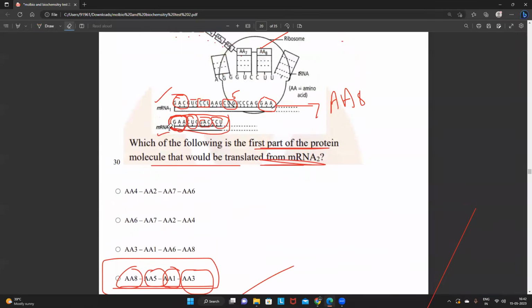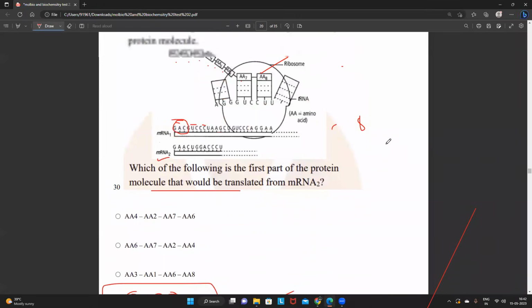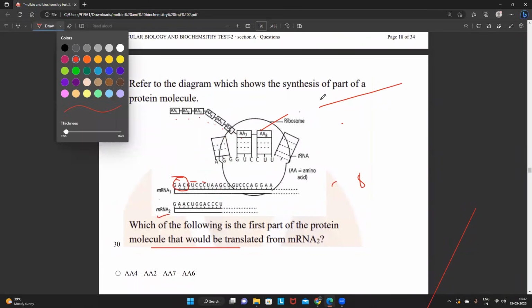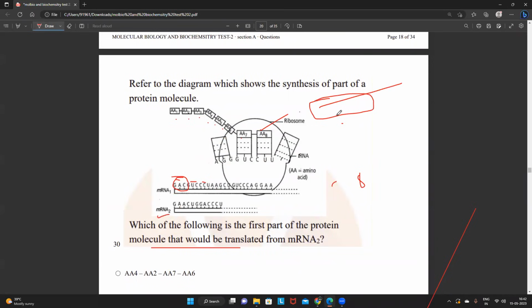What does the question say? The question is saying, which of the following is the first part of the protein, they are asking. Suppose this is the protein. They are asking which is the first part. You are all seeing only these 4 codons, but the given number of amino acids is 8. So you have to see not the mRNA, you have to see the codons, where the same codons are present on the mRNA. Then you can interpret it.